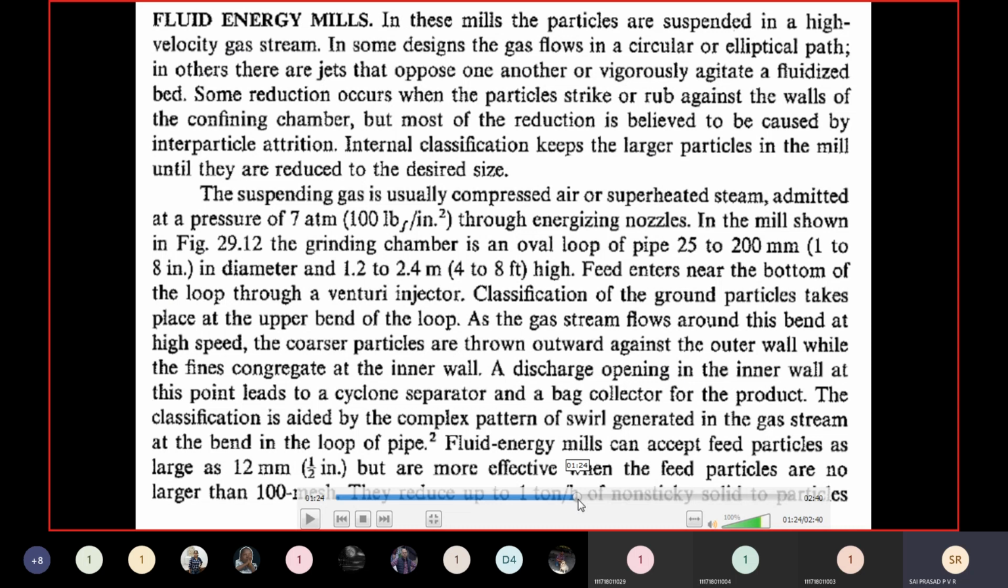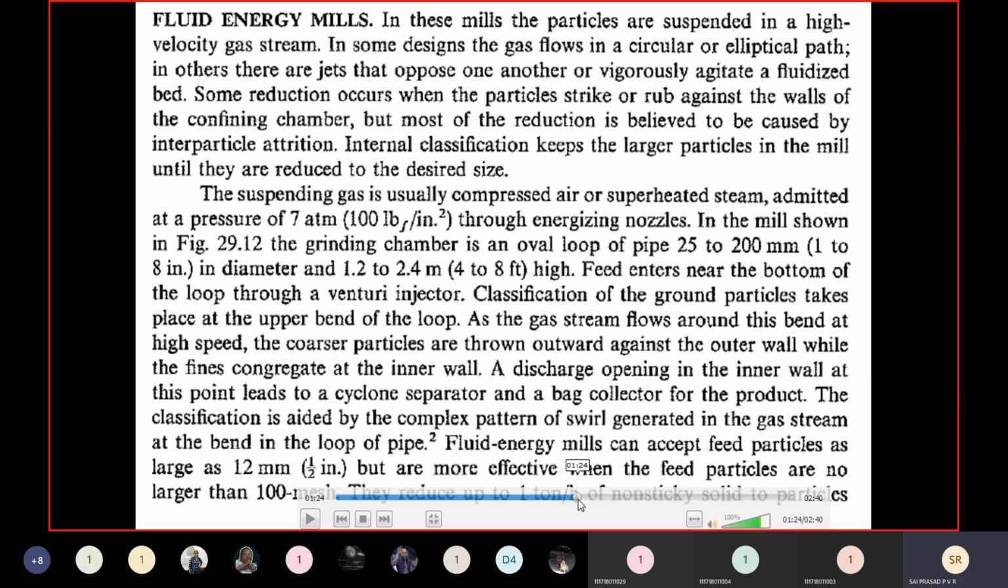Classification of the ground particles takes place at the upper bend of the loop. As the gas stream flows around this bend at high speed, the coarser particles are thrown outward against the outer wall, while the fines congregate at the inner wall. So the fine particles will be concentrating along the inner wall, and the heavier particles will be going away from the center.